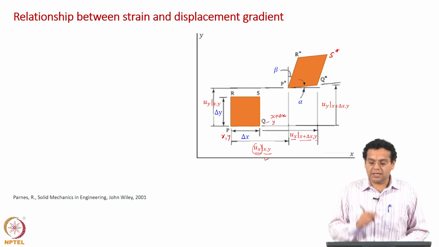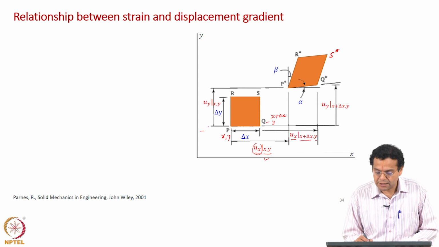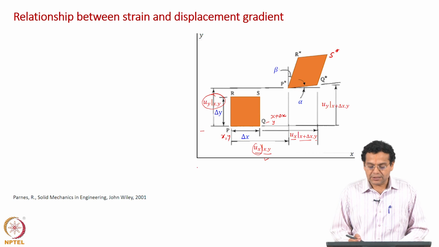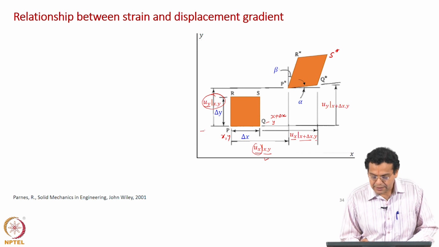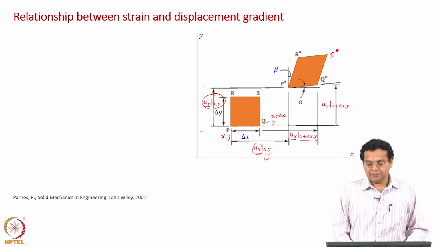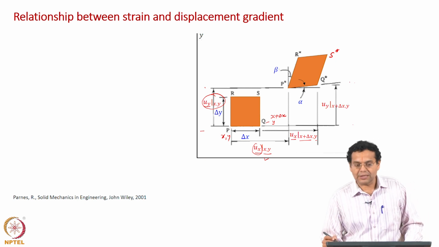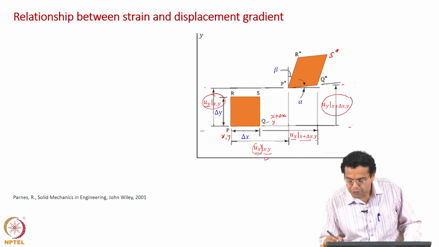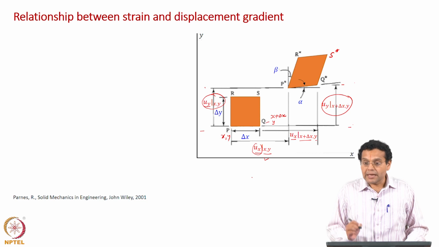Now, let us focus on the vertical displacement. P from this location has moved to P star here, and that is denoted as the vertical displacement u y, once again evaluated at x comma y. So, u y, the vertical distance between P and P star, is evaluated at x comma y. Now, Q has also moved to Q star, vertically displaced. This position is Q star, this is Q. What is the vertical displacement? u y, but where is it evaluated now? At Q, so u y evaluated at x plus delta x comma y.